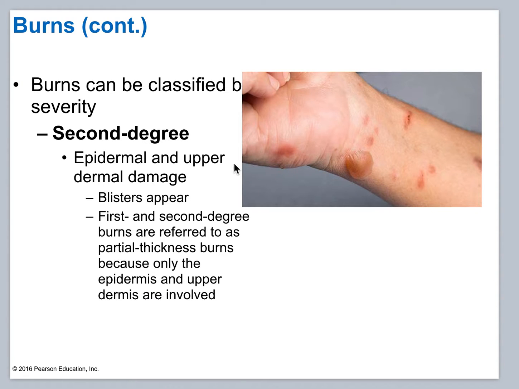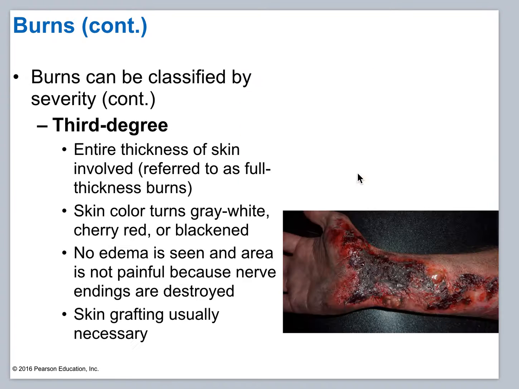Second-degree burns involve damage to the epidermal region and also the upper dermal region. With second-degree burns, you have blisters. That's a feature of second-degree burns. A third-degree burn is a full-thickness burn involving the epidermis and the dermis, and at times maybe even the hypodermis, depending on how deep the burn is. The skin color turns gray or white, red or black. There's no edema, and the area is not painful because the nerve endings have been destroyed.